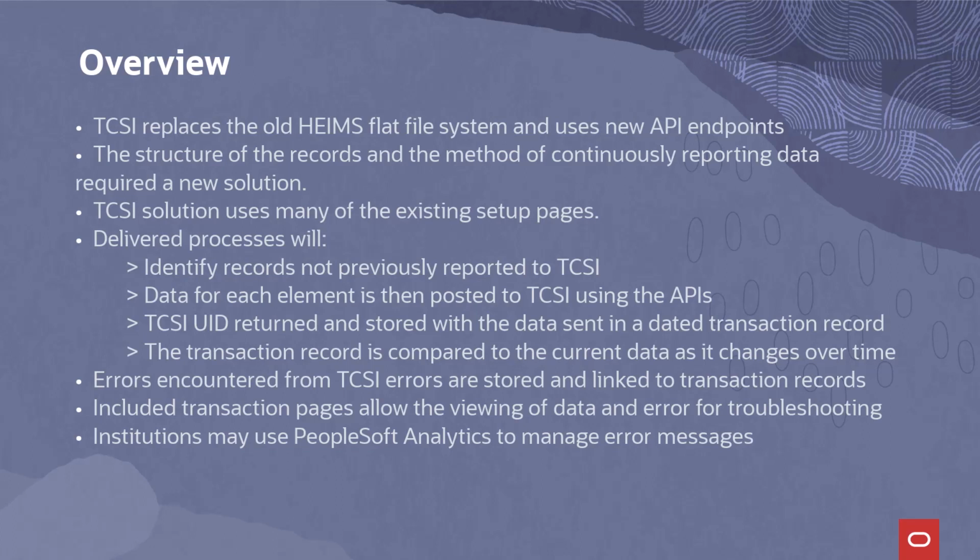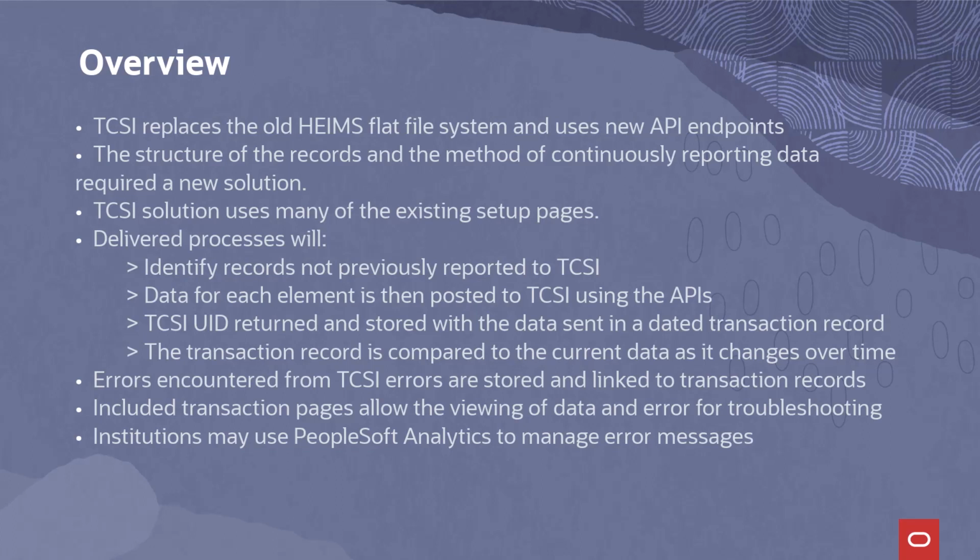In Campus Solutions, we store the UID along with the details of the data sent to Taxi in a transaction record, which is dated. The transaction record can then be compared to the current Campus Solutions data as it changes over time to determine if it needs to be patched. When patching data, the process uses the stored UID to identify the Taxi record being updated and sends the elements that have been changed from those previously reported.